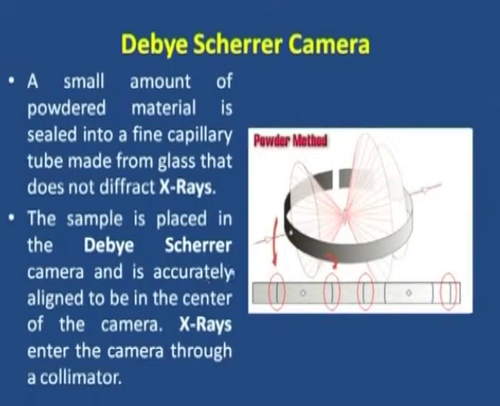The sample is placed in the Debye-Scherrer camera and is accurately aligned to be at the center of the camera. X-rays enter the camera through a collimator. You have the X-ray beam that is entering, and it is leaving here. This hole is shown here, and this hole is shown here. And finally, in the X-ray film, you will have arcs, as I will show just now.